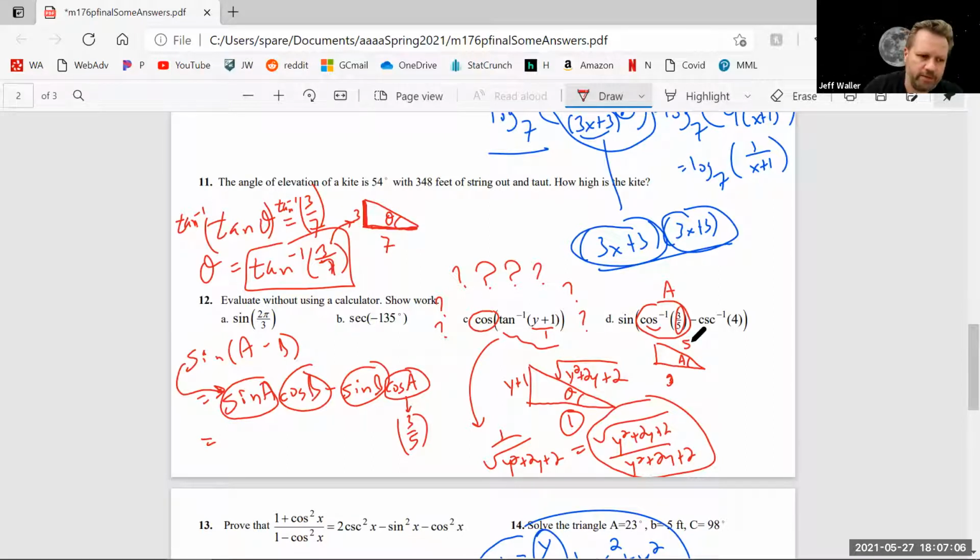Now, how do I figure out sine of A? Well, what's this side? Do you guys remember the 3 what 5 triangle? You shouldn't have to do any. Sorry? 4. 3, 4, 5 triangle. So what's the sine of A? Four over 5. Yes, thank you. So sine A is 4 over 5.